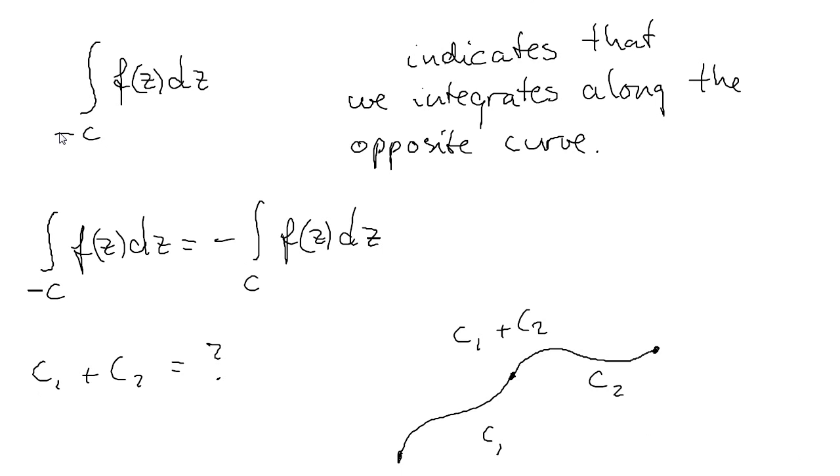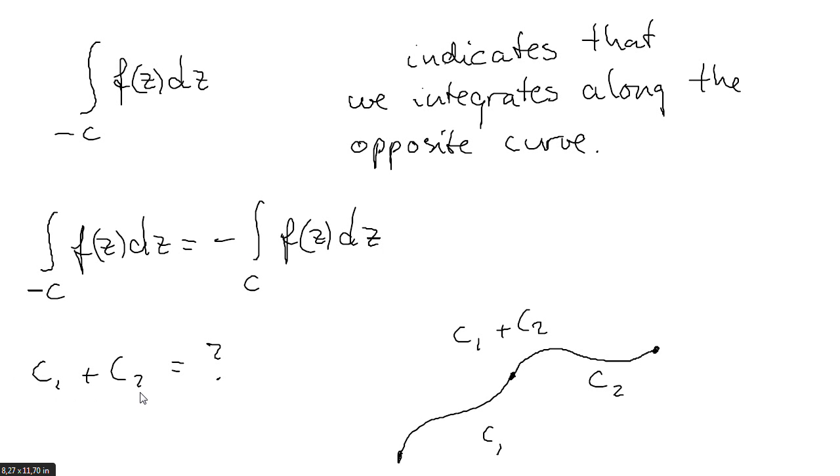This symbol, when we write instead of C under the integral sign minus C, we mean that we are integrating along the opposite curve. So we are not starting at the point a, but we are starting at the point b and go back to a. And it's possible to show that this integral is exactly the same as the opposite integral if we just put a minus in front of it.